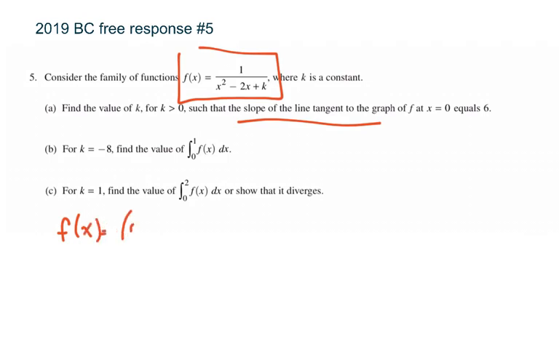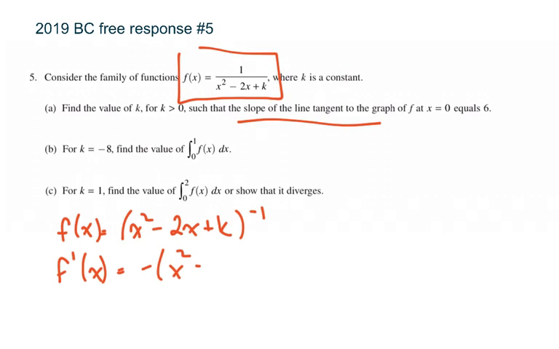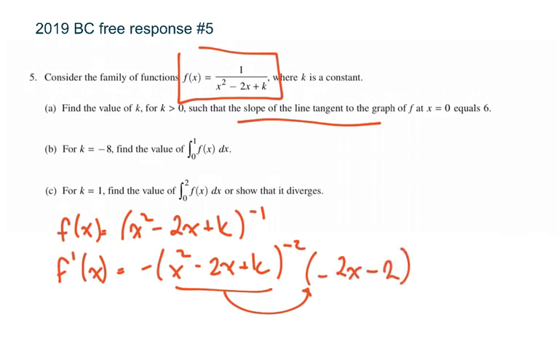I'm going to rewrite this as (x squared minus 2x plus k) to the negative 1, which I only do if the numerator is a constant. And then the derivative is negative yada, yada, yada to the negative 2. And then a chain on the inside, which is negative 2x minus 2. I'm going to go to the next page.